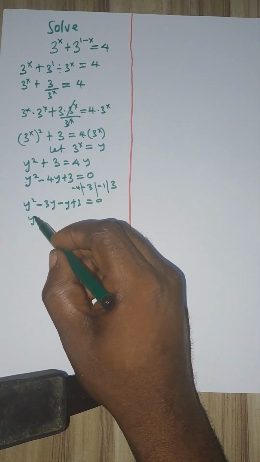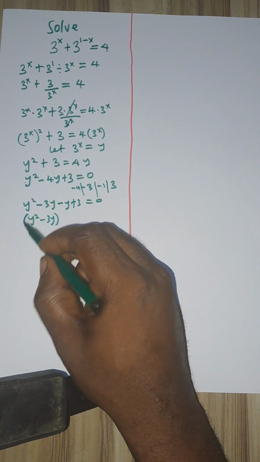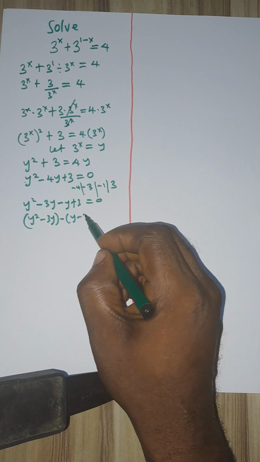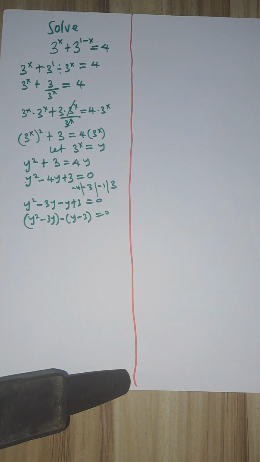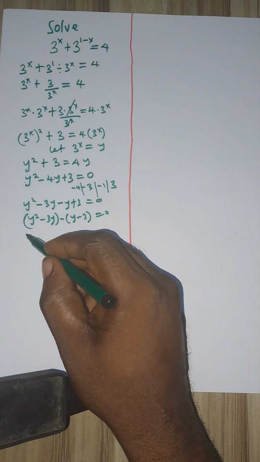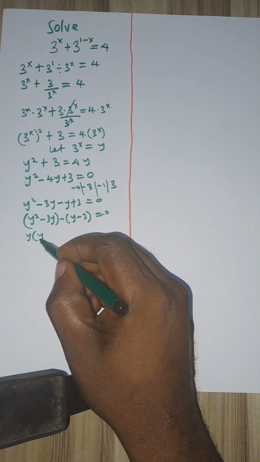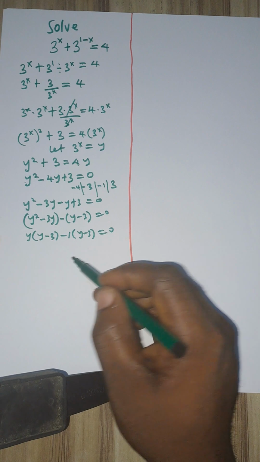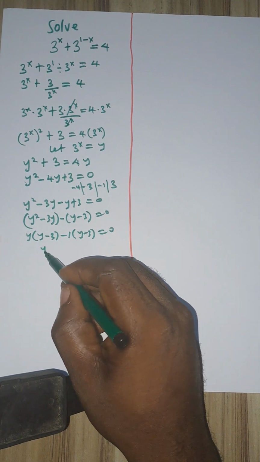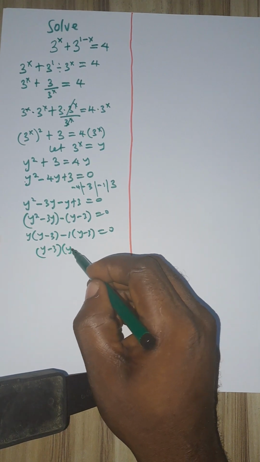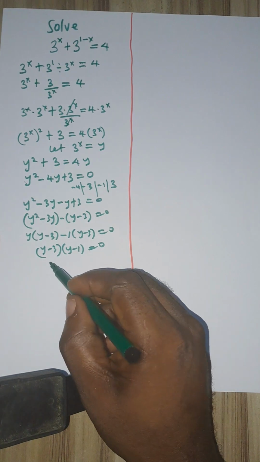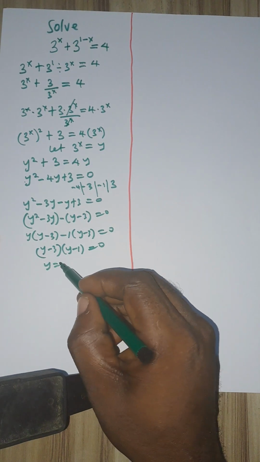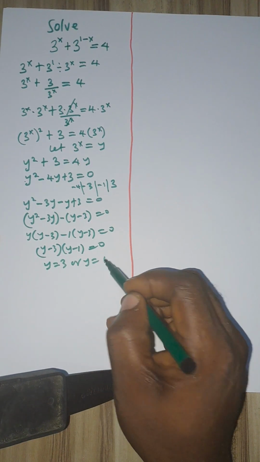So we pair them up: y squared minus 3y, minus y plus 3 equals 0. The HCF of the first pair is y, so we have y times (y minus 3), and for the second pair, negative 1 times (y minus 3), equals 0. So y minus 3 is common. So (y minus 3)(y minus 1) equals 0. From here we have y equals 3 or y equals 1.